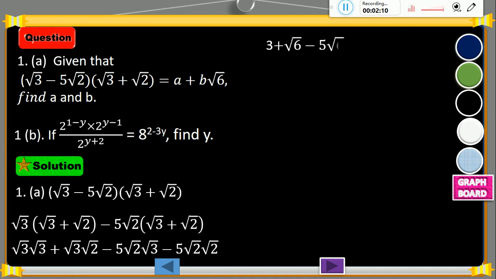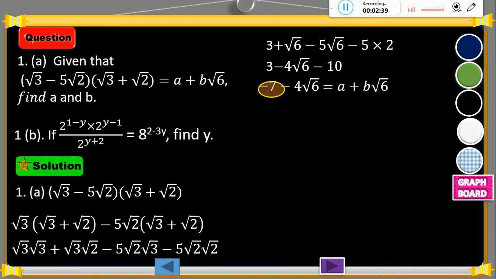Root 3 times root 3 is 3. Then root 3 times root 2 will give us root 6, 5 root 6, and 5 times 2 respectively. Add plus root 6 and minus 5 root 6 to get minus 4 root 6. Final simplification gives minus 7 minus 4 root 6 is equal to a plus b root 6. That implies that a is equal to minus 7, and b is equal to minus 4.